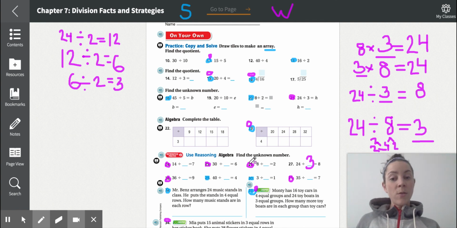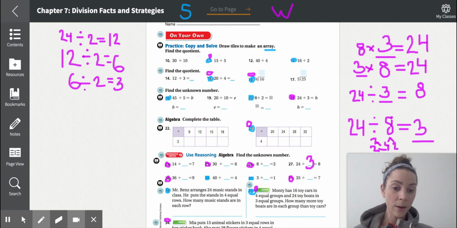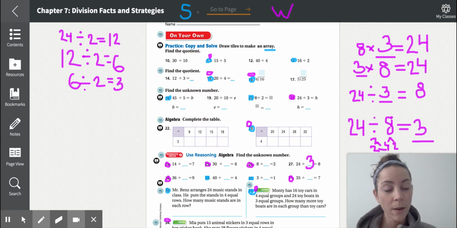Okay, so now that you have a little tip of how to do those algebra ones in the middle, go ahead, circle the problems you need to do that go with your color. And then pause the video, try them by yourself, and come back and see how you did.